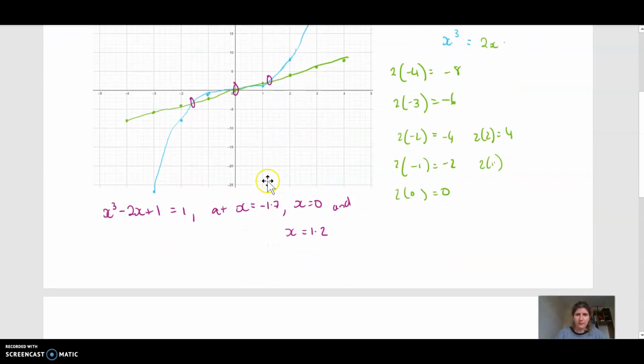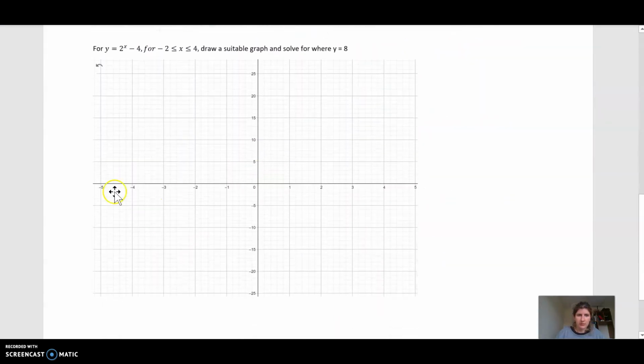Alrighty, next one. So this one, we've got 2 to the power of x minus 4, and we're going to graph between negative 2 and 4. And we're going to solve for that equal to y equals 8.